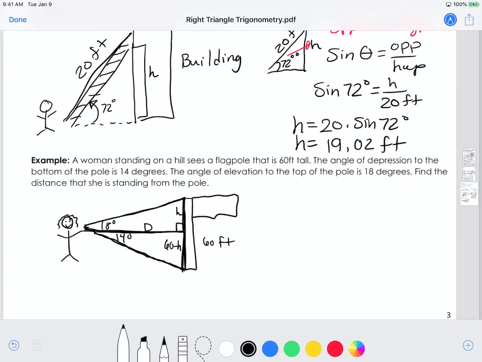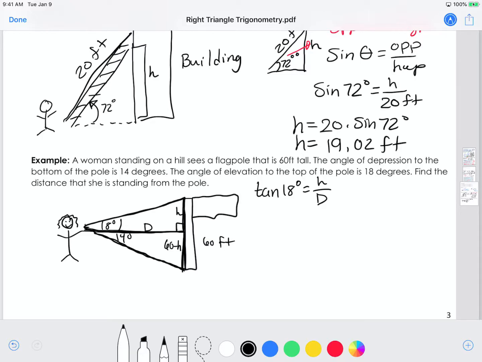Okay, so we're going to use tangent because we've got D and H. The angle we have is 18, and we're dealing with the opposite and the adjacent side, which would be tangent. So I would take the tangent of 18 degrees is going to give me the opposite, which would be H, over the adjacent, which is D. So there's the first equation.